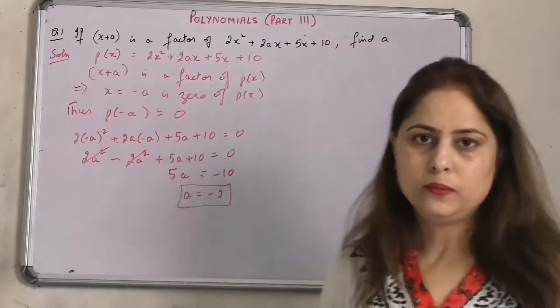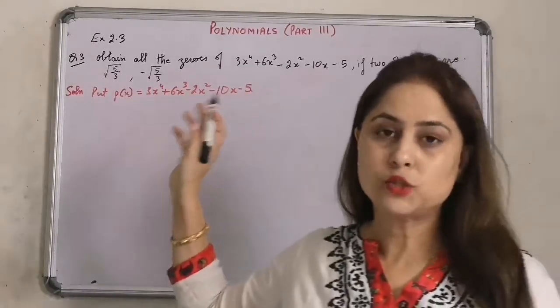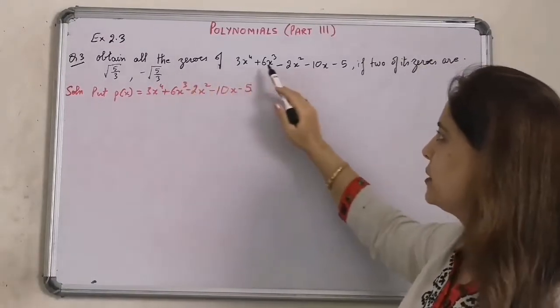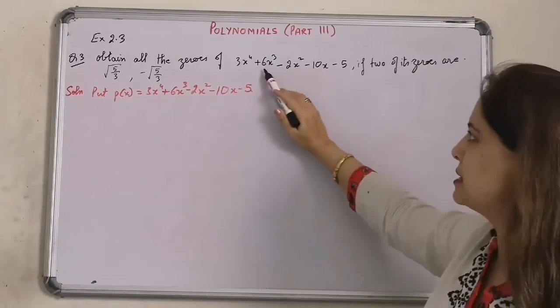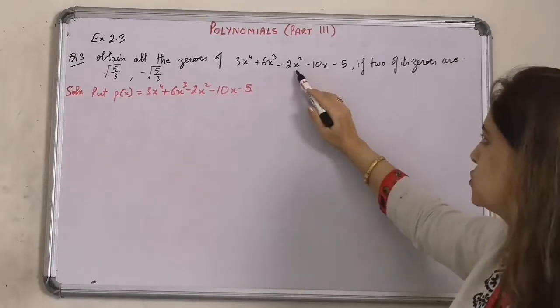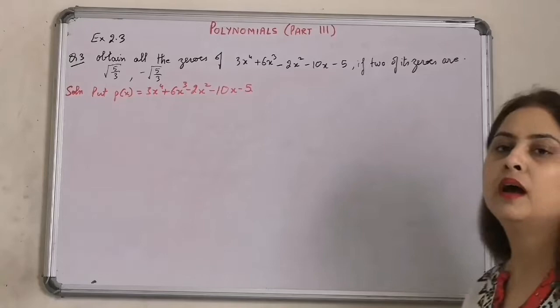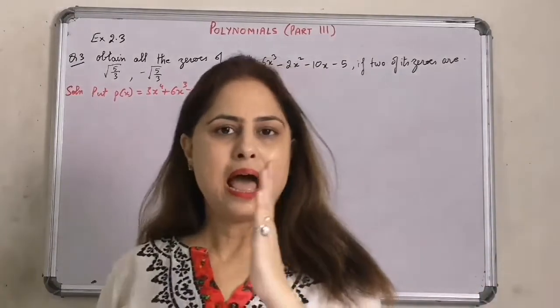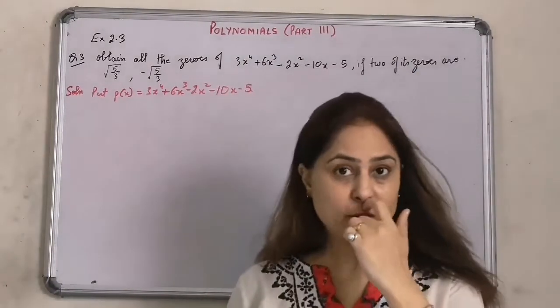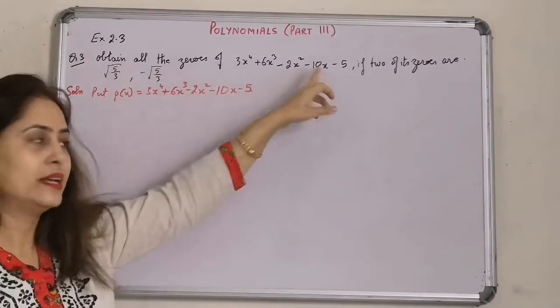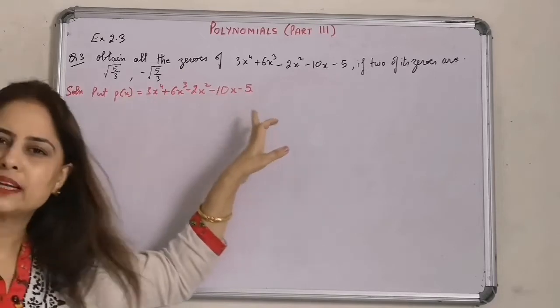Please take this down now. This is our third question of exercise 2.3 from NCERT. The question reads: obtain all zeros of 3 into x power 4 plus 6 into x power 3 minus 2 into x power 2 minus 10x minus 5, if two of its zeros are square root of 5 upon 3 and minus square root of 5 upon 3. Now let's put this polynomial, which is a dividend, as p(x). We are just giving it the name.